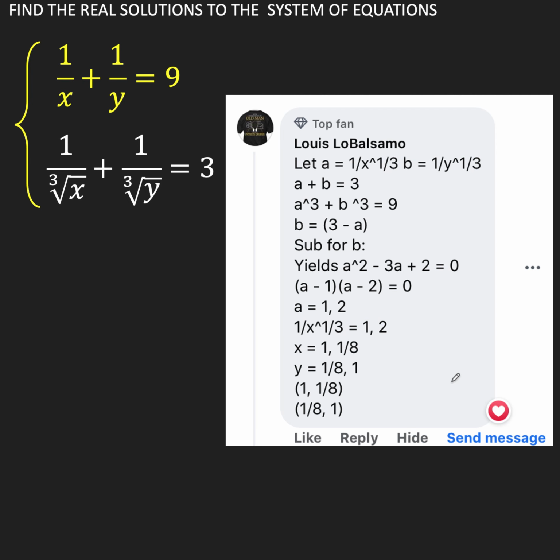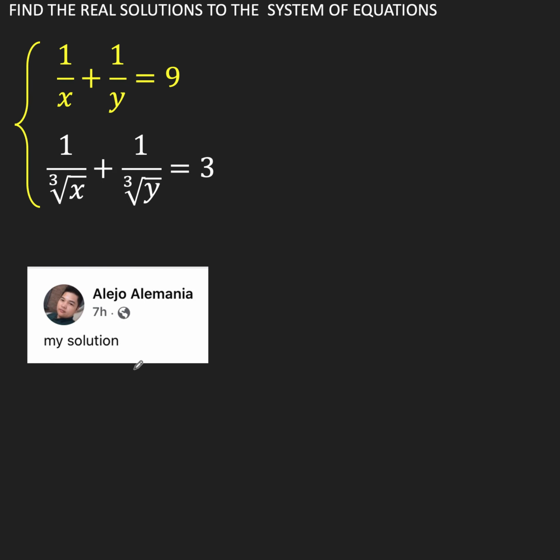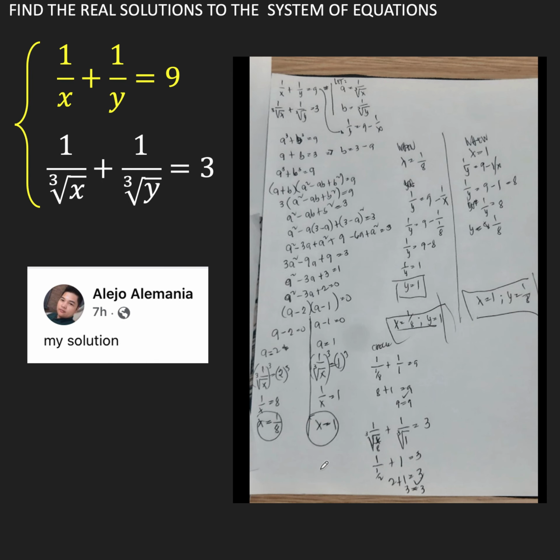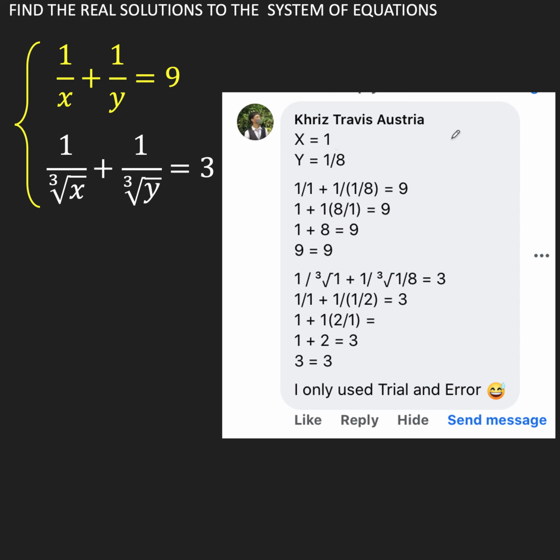Louis Lobalzamo got the same result, 1 over 8. Also, here is the answer from Sir Alejo Alemania, and also the same result. He has an interesting answer here, different from the other methods. And here is also the answer from Chris Travis Austria, and his answer also is x equals 1, y equals 1 over 8, and he used trial and error.